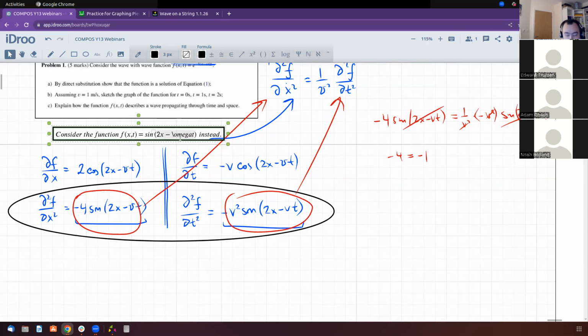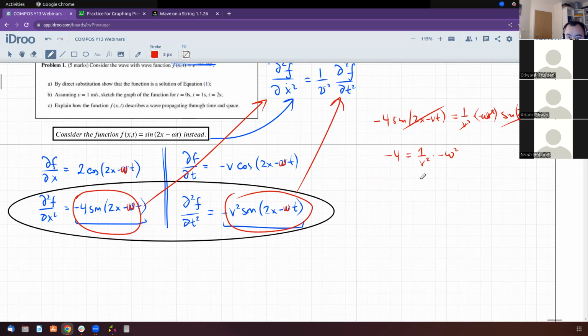Omega. And this is going to be omega squared. So you can see that -4 is equal to 1 over v squared multiplied by minus omega squared.